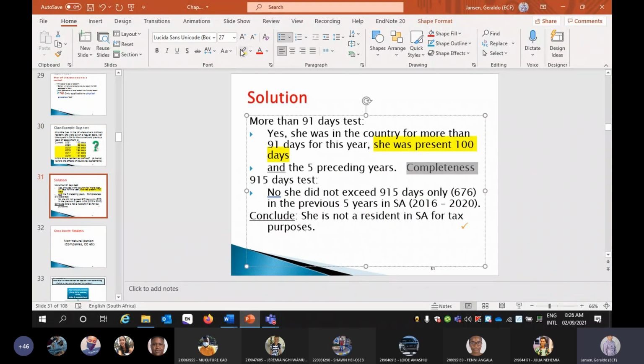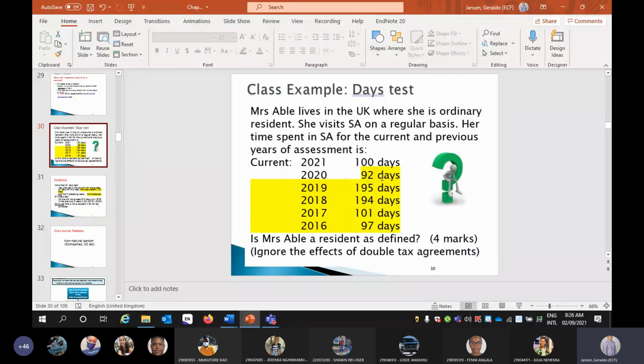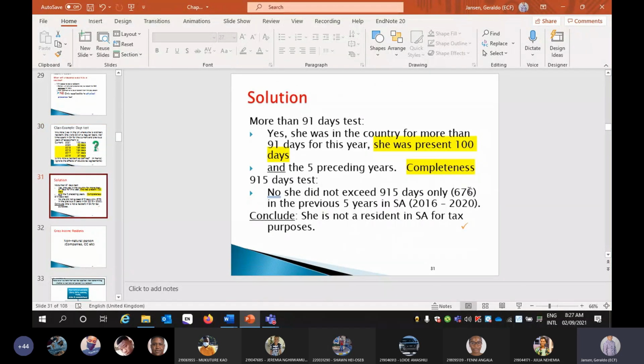Say, listen here, I've actually done that. And then for number 3, again, show me by saying 92 plus 195 plus 194 plus 101 plus 97. That gave me 676, and that is not more than 915. So to answer, yes, I want you to always link the facts with the scenario, so your answer and the facts should be linked.